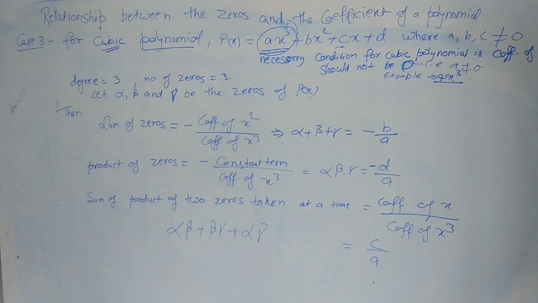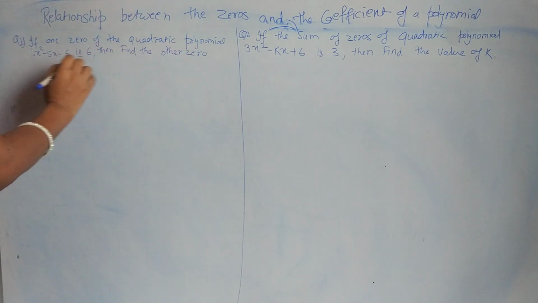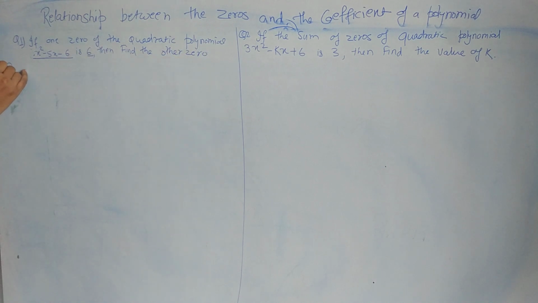Now we will discuss some problems based on the relationship between polynomial coefficients and zeros. There are two questions. First is, if one zero of a quadratic polynomial is 6, then find the other zero. So how to solve?